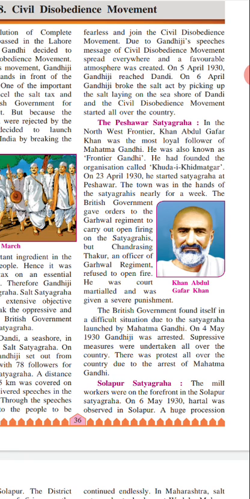The Peshawar Satyagraha. In the northwest frontier, Khan Abdul Ghaffar Khan was the most loyal follower of Mahatma Gandhi. He was also known as Frontier Gandhi. He had founded the organization called Khudai Khidmatgar. He was known as the Frontier Gandhi because wherever Gandhiji started a Satyagraha, he followed and supported Gandhiji. On 23rd April 1930, he started Satyagraha at Peshawar.